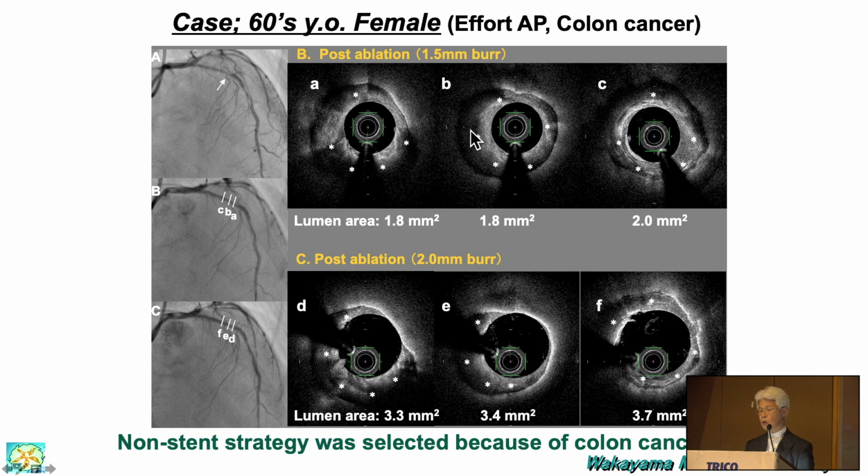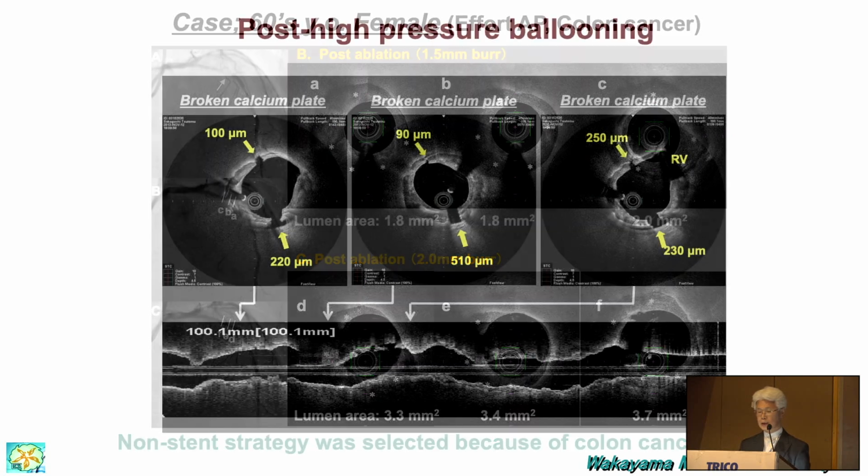This is a Terumo OCT, right? So it is black and white. And circular calcium can be identified. The lumen size is not enough after the 1.5 millimeter burr. Then we did a 2 millimeter burr, and here is the final result. Still some calcium, but the lumen size is acceptable, and the patient has to have the surgery. Therefore, we avoided putting in a stent. We did a drug-coated balloon, and the patient had a very wonderful prognosis after the colon cancer operation.